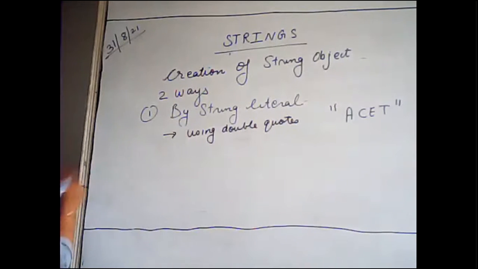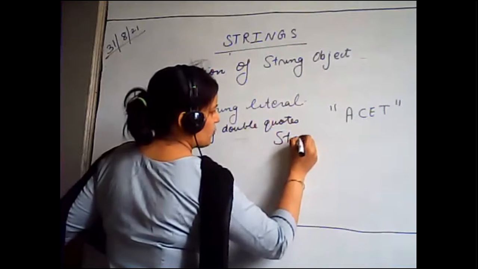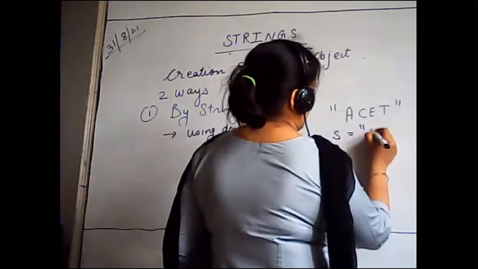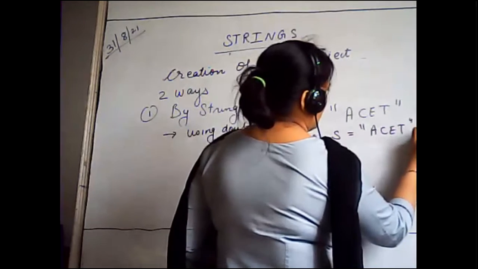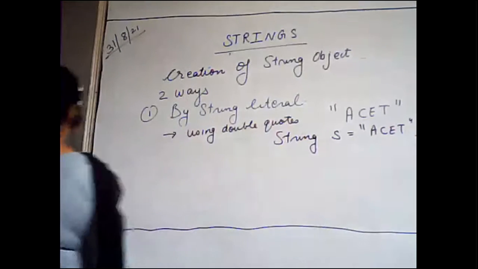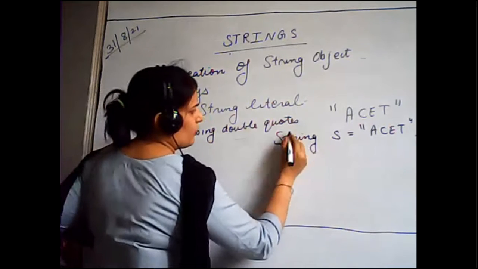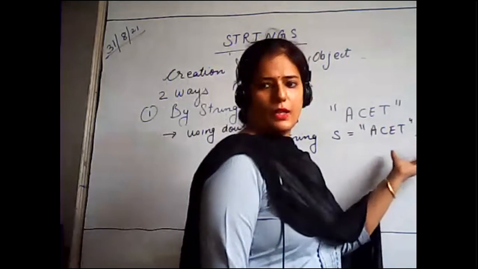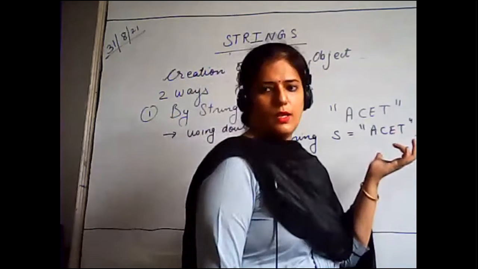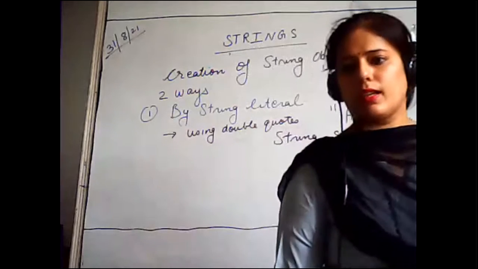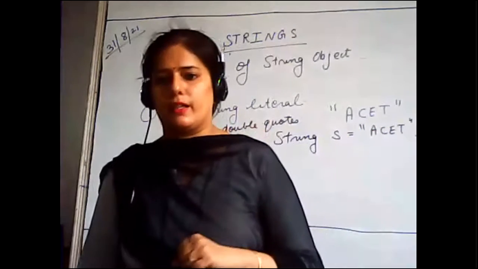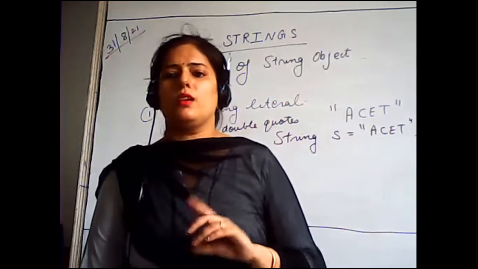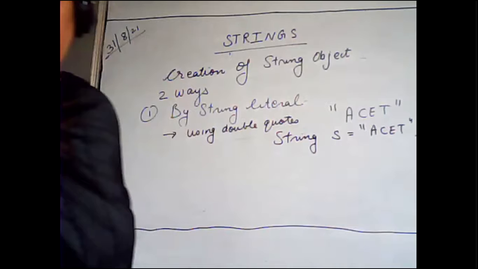So what will happen here? Let's suppose I am taking a string S equal to "ACT". If I write it like this, String is the class that we are using, and S is the object of that class, and we are representing that string under double quotes. This is how we have created a string by using the concept of string literals. So the first representation of a string literal is that we must use the double quotes here.